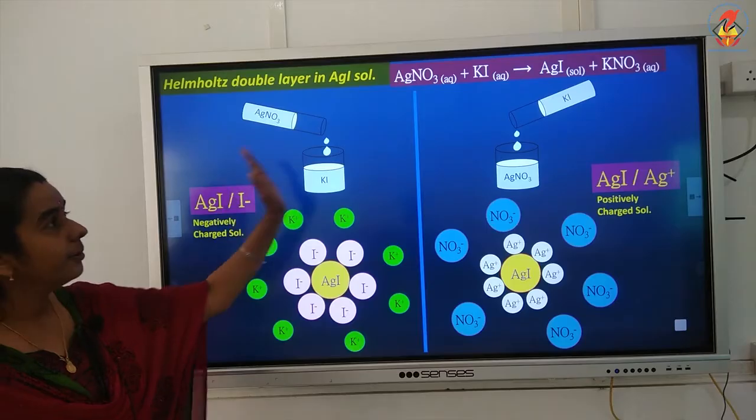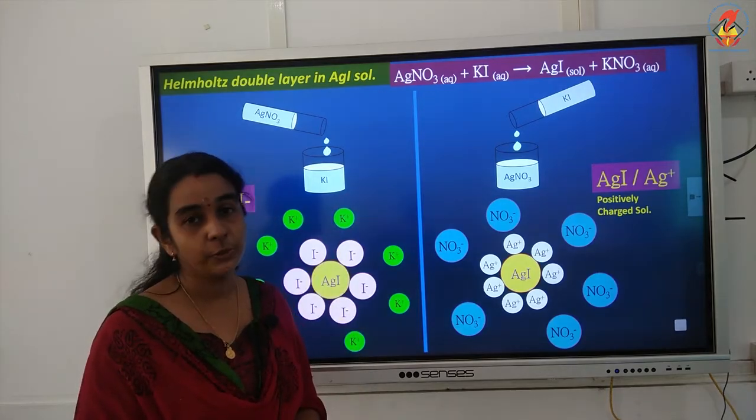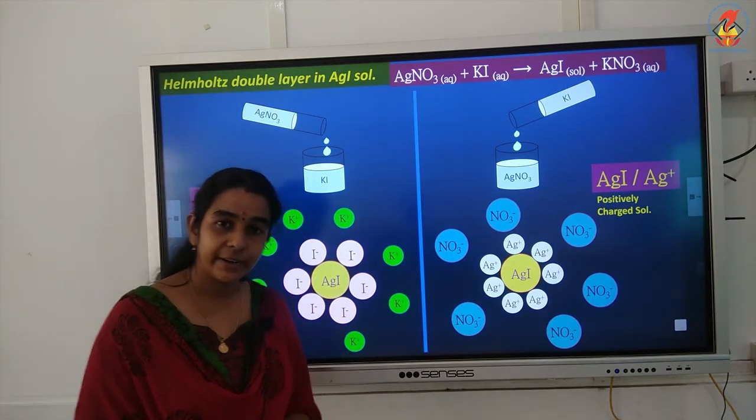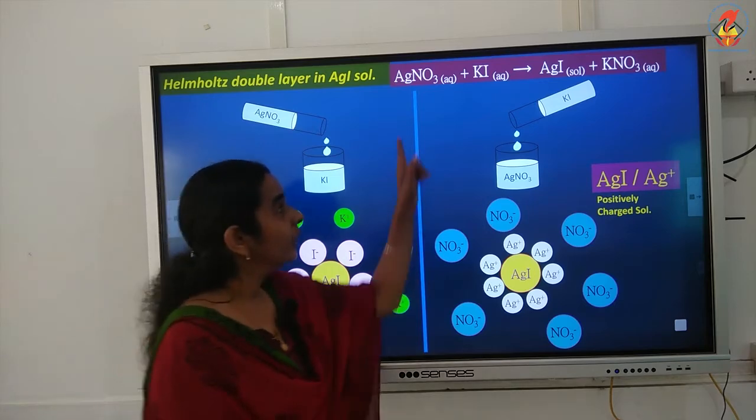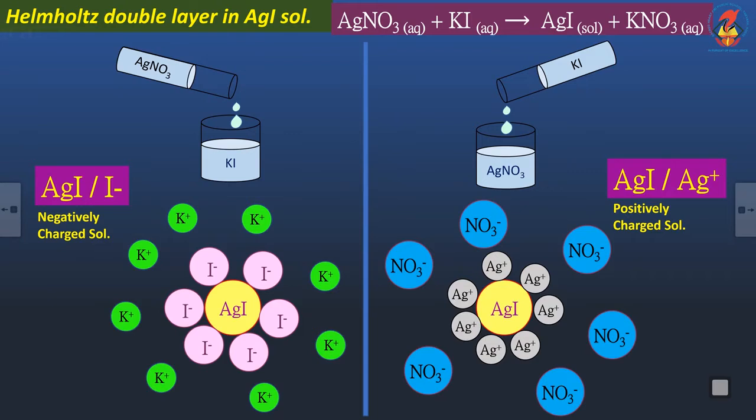Here we are considering the reaction between silver nitrate and potassium iodide solution. What happens when silver nitrate reacts with potassium iodide solution? We get the precipitate of silver iodide. Here we are considering two cases of this reaction. In the first case, you have to listen carefully. In a beaker I have potassium iodide solution. To this solution, I am adding silver nitrate from a test tube dropwise.